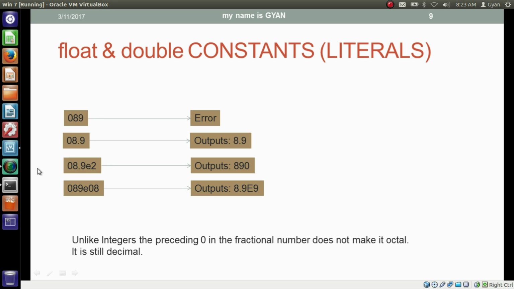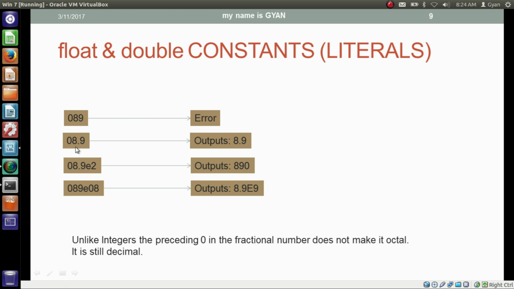As you noted, we cannot write a decimal integer constant beginning with a 0. If you are writing a decimal integer constant beginning with a 0, then the integer becomes an octal constant, not a decimal constant. So if you try to write an integer constant beginning with 0, then it shows an error, because writing 0 before the integer constant makes it octal, and octal cannot have 8 or 9 as a digit. But if you place a decimal point or fractional point in between 8 and 9, then everything is okay. If you write 08.9, it will result 8.9.